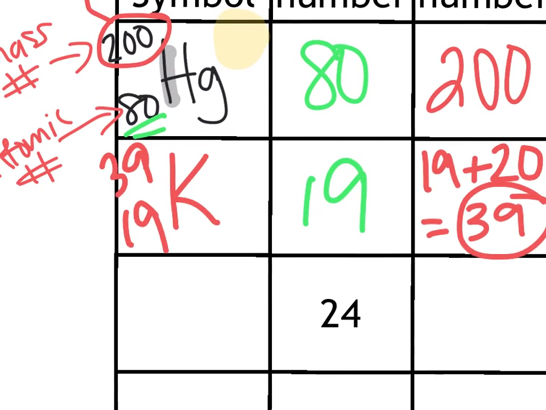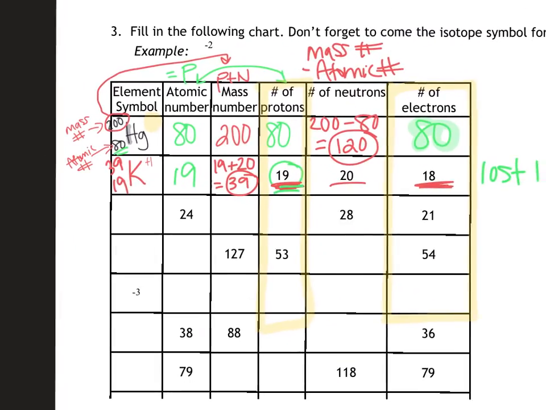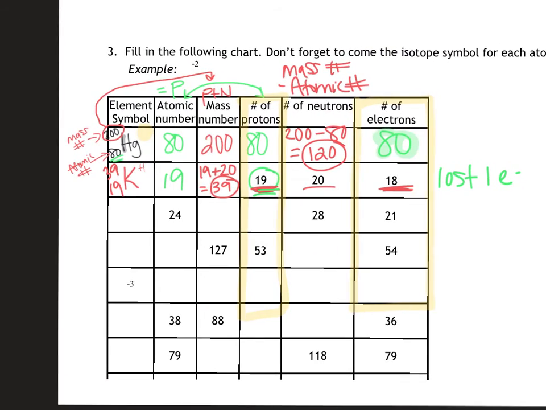So when I come back over here to the element symbol, I'm going to put a +1 up in the upper right-hand corner. That's where we put our charge. So anytime you lose electrons, in this case we lost 1 electron, we put a positive charge. Anytime we gain electrons, we put a negative charge. Okay?